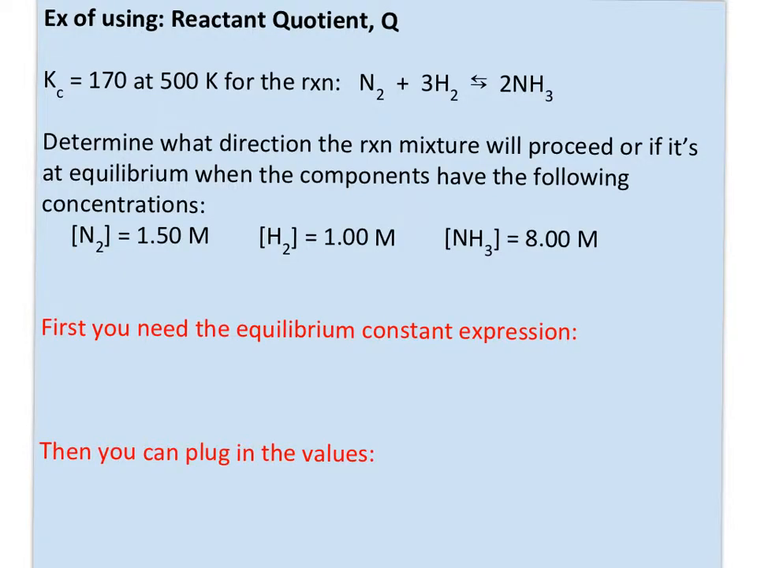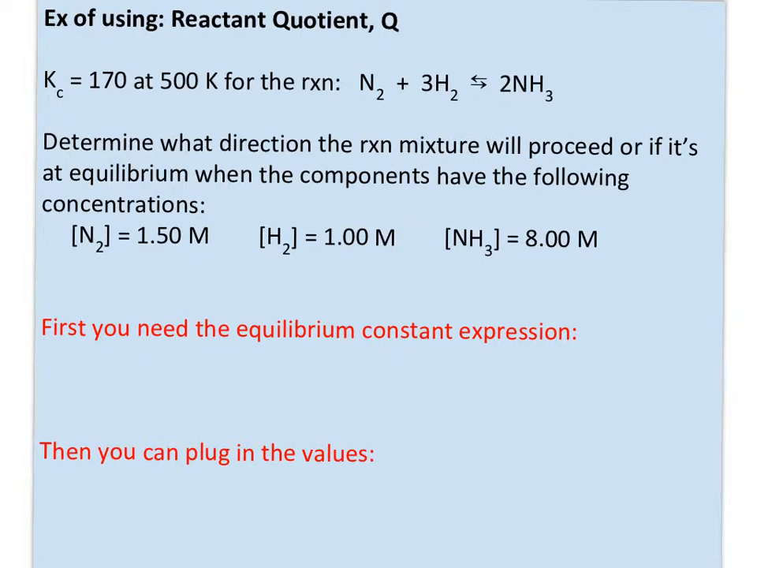So here's an example of using the reactant quotient. Kc is known to be 170 at 500 Kelvin for this reaction. Determine what direction the reaction mixture will proceed, or if it's at equilibrium, when the components have the following concentrations. So the first thing I need to know is what's my equilibrium constant expression. Well, by looking at this equation, I see that Kc should be equal to the concentration of NH3 squared over the concentration of H2 cubed times N2. Sorry if I messed you up by reversing those, but that's just the direction I saw.